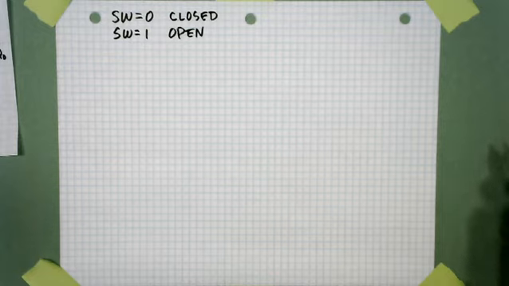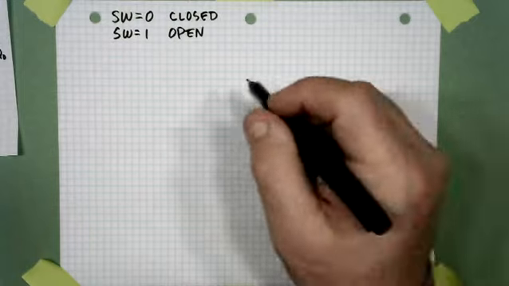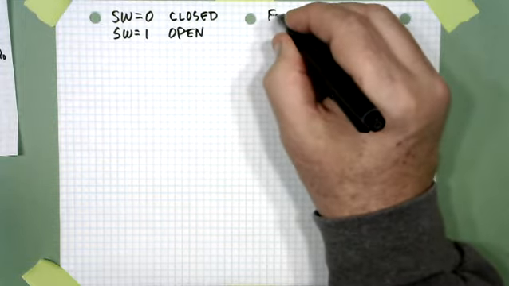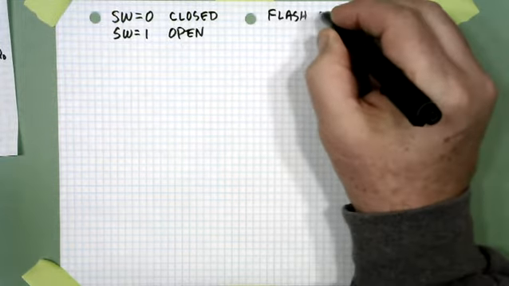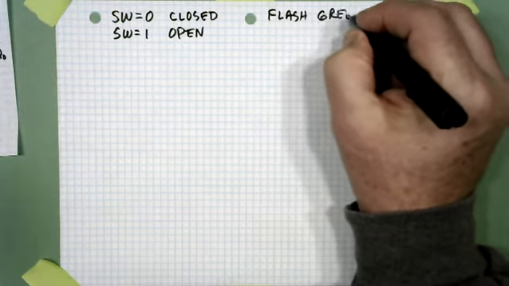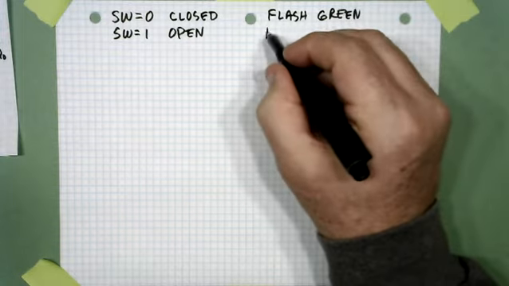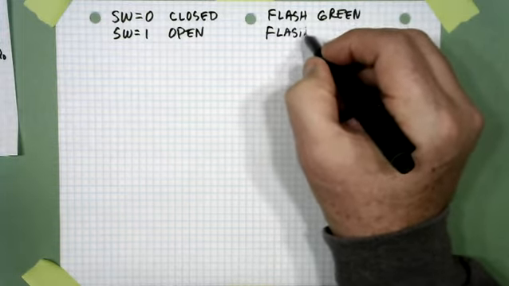Now the status panel needs to indicate that, so rather than just have the LED that indicates everything's okay change color or turn off, we're going to say that if the door's closed, all is well, and we're going to flash green. We'll have a green LED on the panel. And if the door is opened, we're going to flash red.